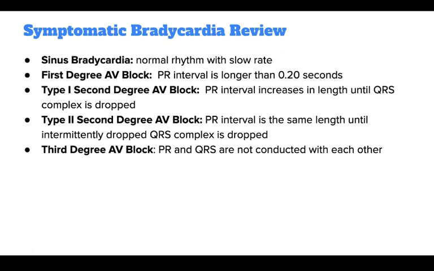So a little review of everything we talked about for symptomatic bradycardia. The sinus bradycardia is a normal rhythm with slow rate. A first degree AV block is a PR interval that's longer than 0.2 seconds. Type 1 second degree AV block will have a PR interval that increases in length until a QRS complex is dropped. A type 2 second degree AV block will have a PR interval that's the same length until a QRS complex is intermittently dropped. And third degree AV block is PR and QRS are not conducted with each other.